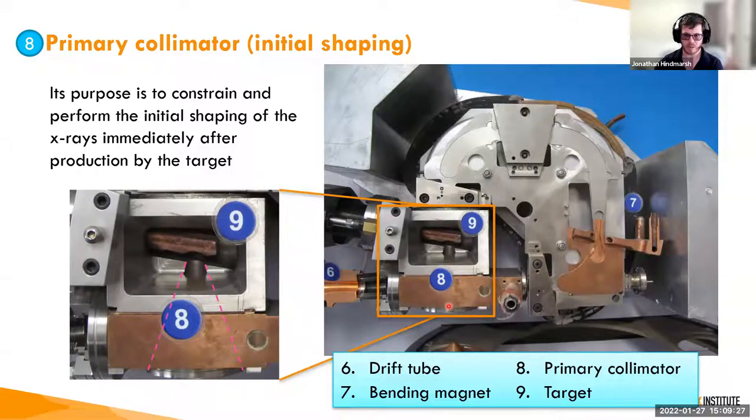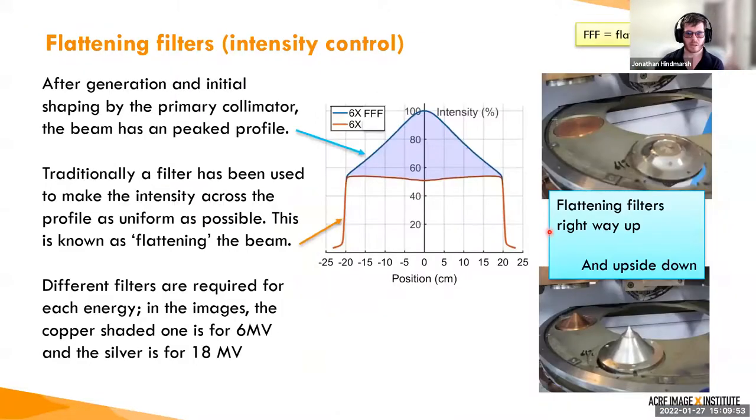And this is the bending magnet, which directs the beam from the linear accelerator tube onto the target and the primary collimator. The bending magnet's purpose is to focus and to select the energy, and maintain the energy. Once we're out of the primary collimator, it interacts with the flattening filters. The purpose of these flattening filters is to flatten the beam. When it comes out of the primary collimator, before it's flattened, it's got this forward peaked intensity.